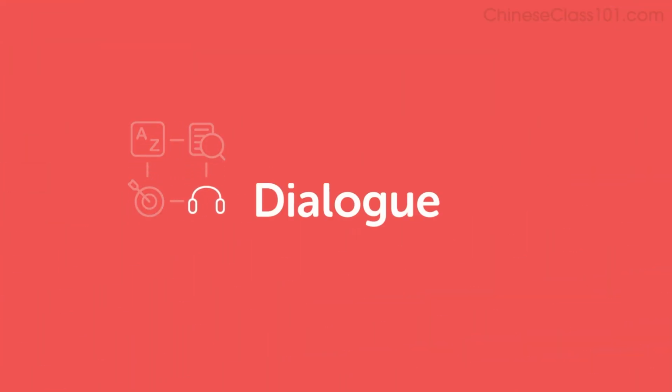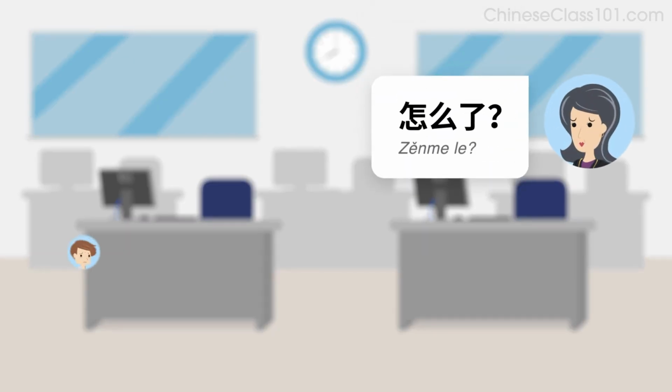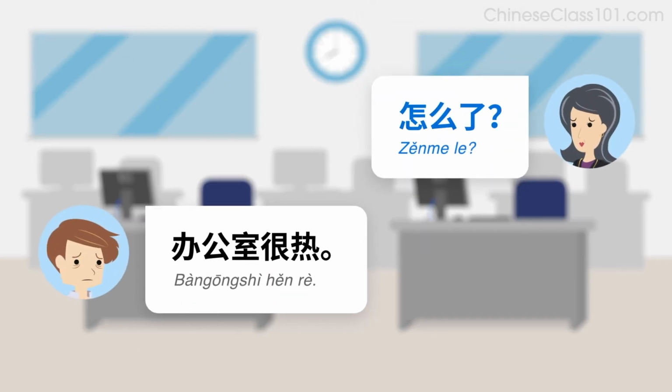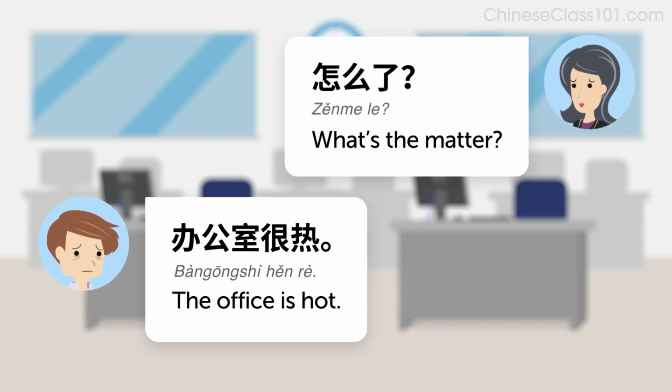Listen to the dialogue. 怎么了？办公室很热。Once more with the English translation. 怎么了？What's the matter? 办公室很热。The office is hot.